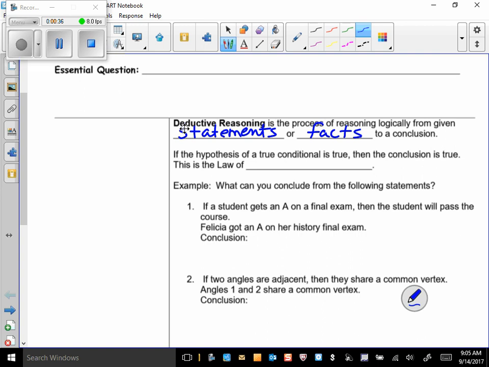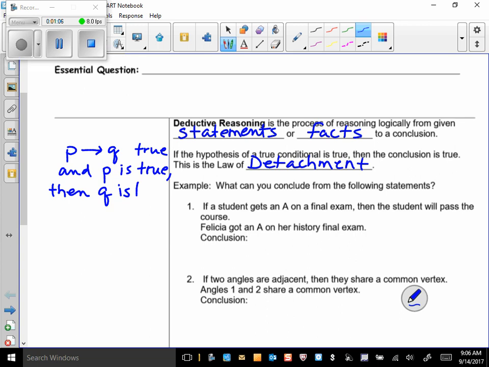Okay, so let's start with a law. This is one that you've got to remember; you'll use it very much. If the hypothesis of a true conditional statement is true, then the conclusion is true. This is called the law of detachment. And symbolically, we have if P then Q. So if that is true and P is true, then this law of detachment tells us that Q is true.